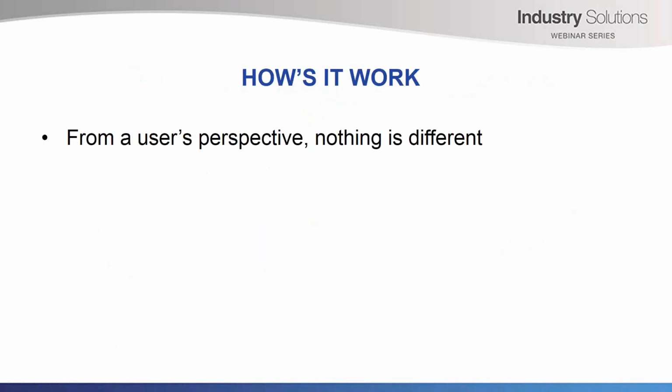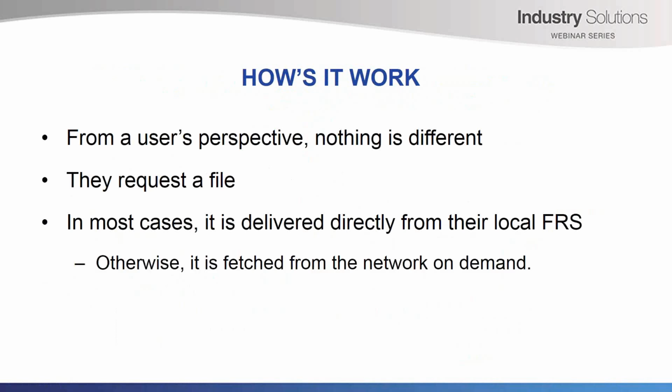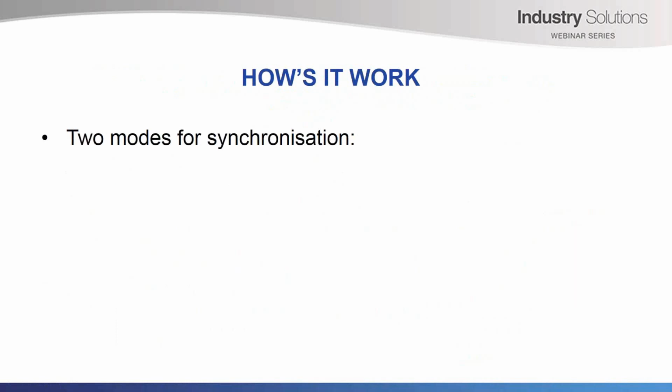So how's it work? From a user's perspective, nothing's really different with 12D Synergy. They request a file, they check it out, they want to open it. And in most cases, it'll be delivered directly from their local file replication server. If it hasn't been transferred over yet, it'll be fetched from the network on demand. So this is all managed with synchronization between the server, the master server, and the FRS nodes.